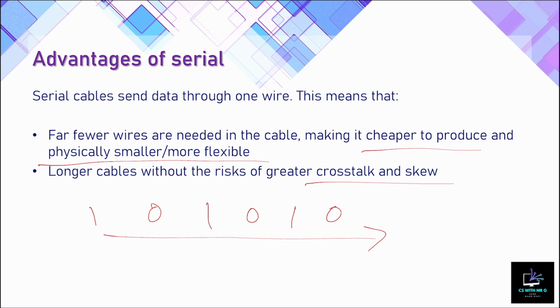So if you take an Ethernet cable, for an example, we can have Ethernet cables of 100 meters long, and still the chance of crosstalk and skew on a 100 meter Ethernet cable is really small. So we are able to transmit data along cables a lot longer than we ever could on parallel.